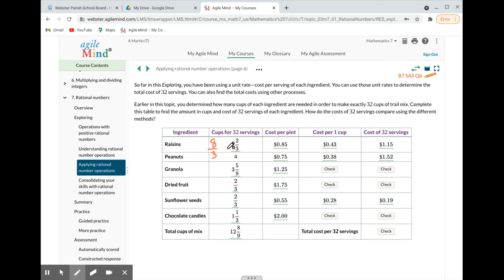Now, in order for us to figure out what it would be for one serving, we need to do what with this 32? Divide. Yeah, we divide. So we know that dividing is the same thing as multiplying by the what? Reciprocal. Correct. So whenever you do that, you multiply these like this.